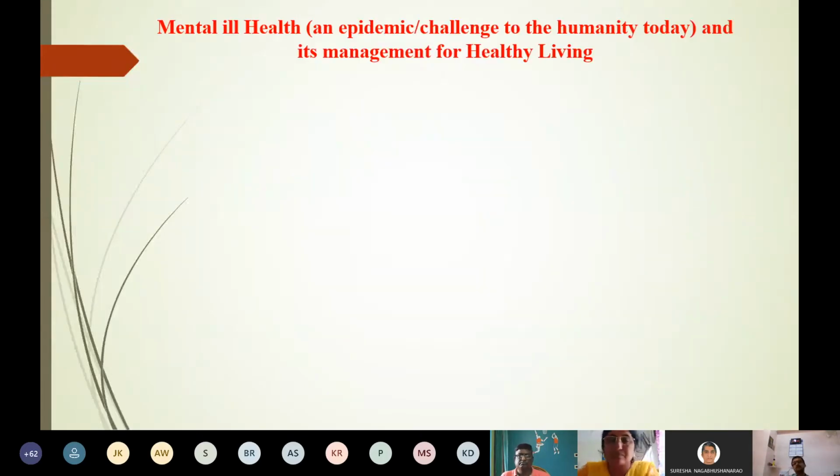Now we'll come in detail to mental ill health, which is a big concern now in today's society. Everybody is mentally stressed in one way or another. Stress is a common word now amongst everybody. Anxiety is a common symptom seen in everybody.